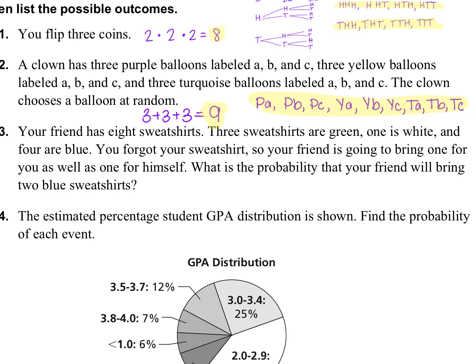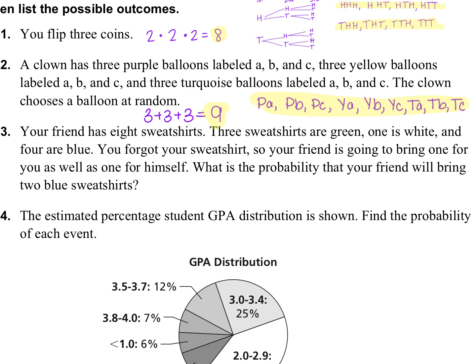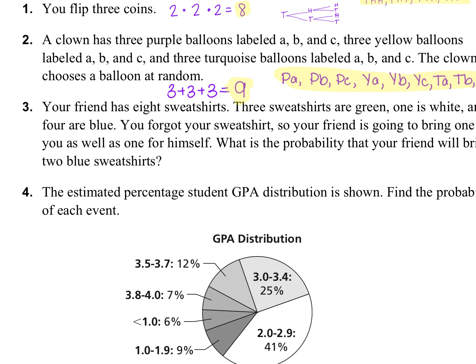Looking at the next question, it says your friend has 8 sweaters. They're telling me the total amount of sweaters my friend has. 3 sweaters are green, 1 sweater is white, and 4 are blue. You forget your sweater, so your friend is going to bring you one, as well as one for himself. What is the probability that your friend will bring 2 blue sweaters? Would this be considered independent or dependent? Dependent, because your friend is giving you the sweater, he's not putting it back. So I'm going to go ahead and use that information. I'm just going to write it's dependent.